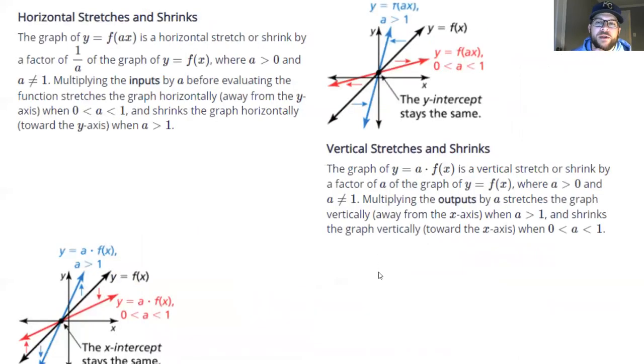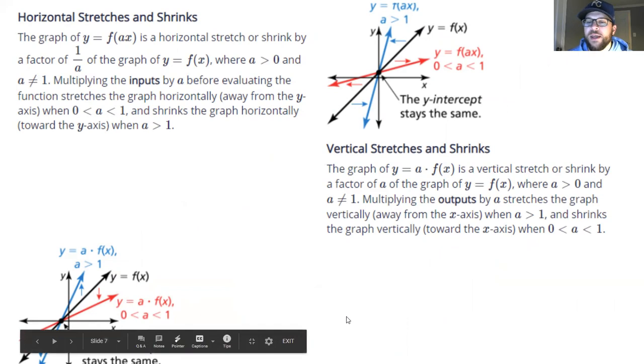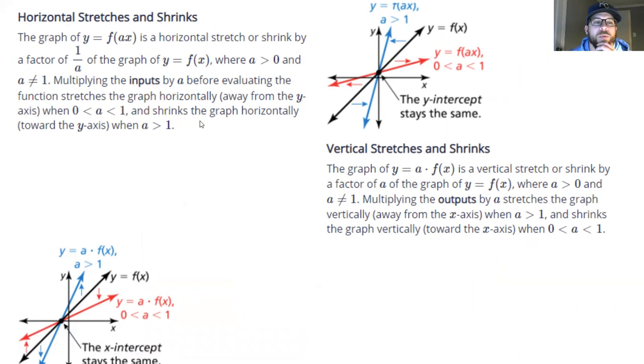All right, stretching and shrinking. So we can have both horizontal and vertical, and it's again going on to the same theme of inputs and outputs. So your horizontal stretching and shrinking is all of your inputs because it is inside the equation. And that is where if a is greater than 1, it is a stretch. But if it is less than 1, it is going to be a shrink. Same thing with vertical. Vertical is happening outside the equation because it is affecting your outputs. And again, if a is less than 1, it is a shrink. If a is greater than 1, it is a stretch.